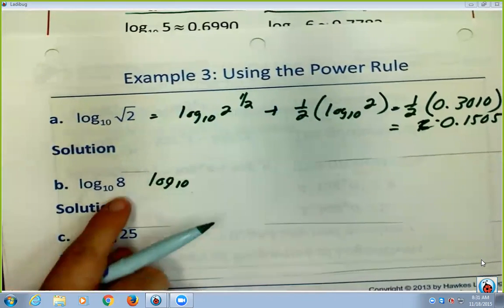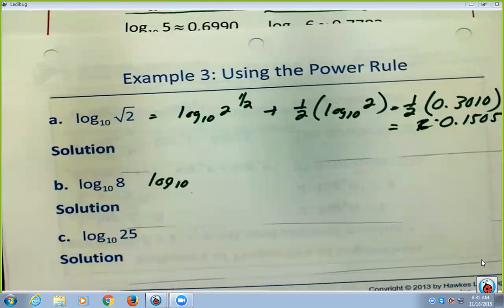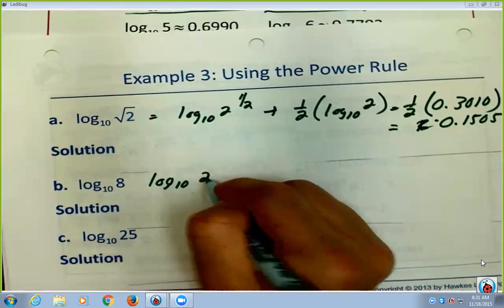Log 10, 8, but 8 can be broken down to 2 to the 3rd power.